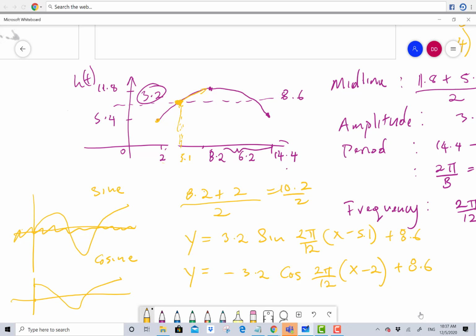So notice my equations are as follows. I have y equals 3.2 sine of 2 pi over 12 times x minus 5.1, plus 8.6. And I have y equals negative 3.2 cos of 2 pi over 12 times x minus 2, plus 8.6. So let's check if what we're saying makes any sense. Let's put both equations in, and we're going to verify.